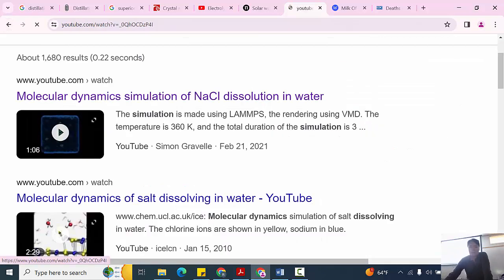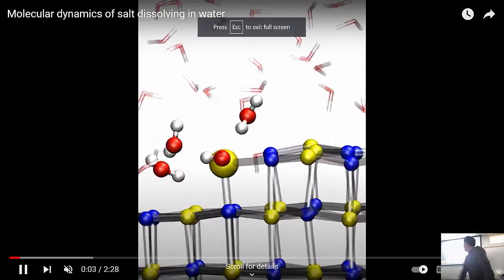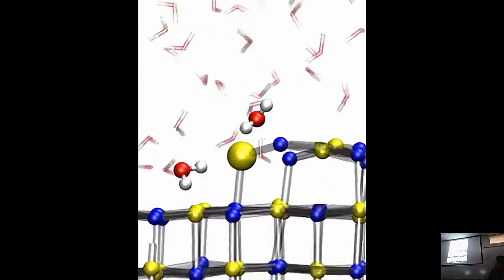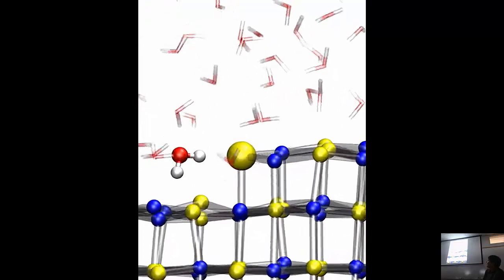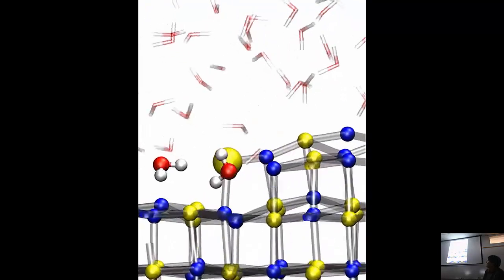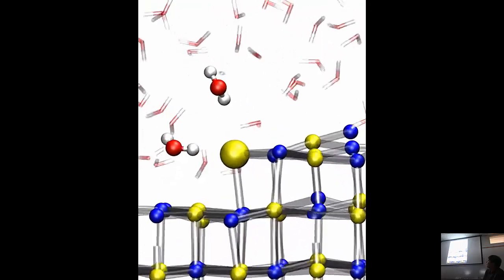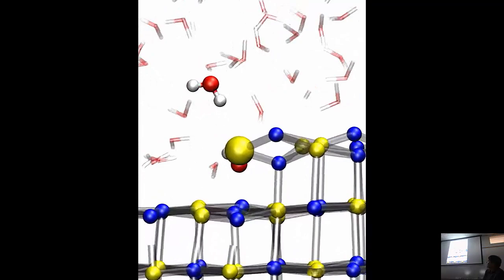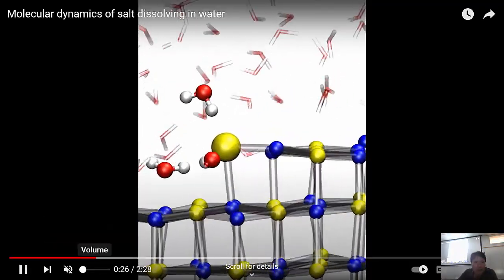Here's another molecular dynamics simulation, except this molecular dynamics simulation is a lot slower. Do you see that? And so here we see the water trying to pull on the chloride ion, the gold one. The sodiums are the blue. This one they have synced to some music.